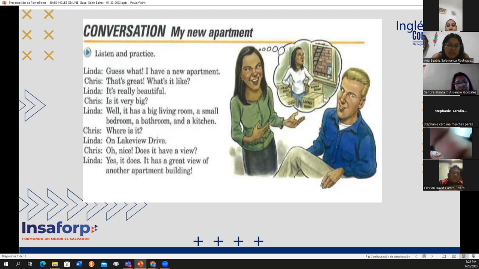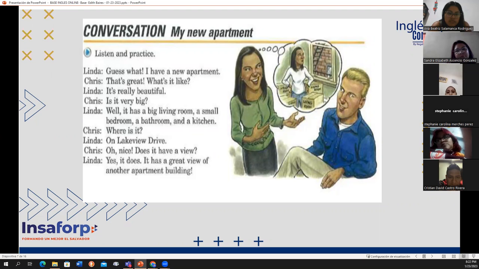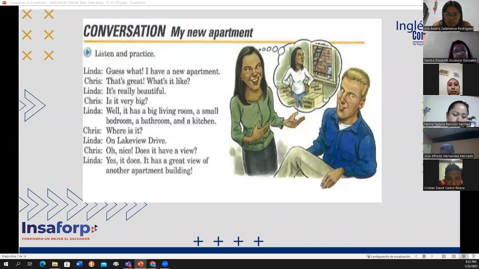Okay, very good. Okay, do you have new vocabulary there? ¿Tienen nuevo vocabulario? Lakeview Drive. Oh, that is the place, okay? Like the city, Lakeview Drive. Building is building. El edificio.